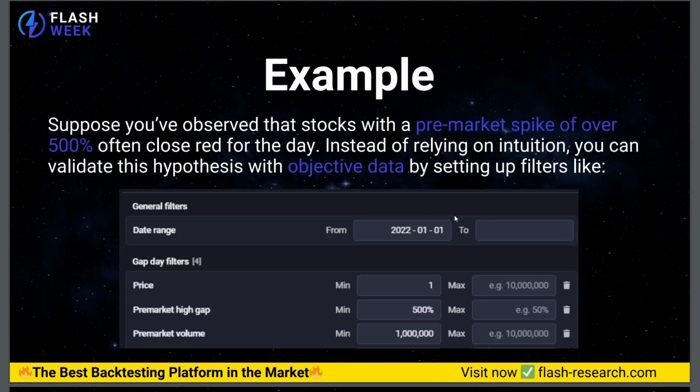Example: suppose you've observed that stocks with a pre-market spike of over 500% often close red for the day. Instead of relying on intuition, you can validate this hypothesis with objective data by setting up filters like these. In this case, we have a date range from 2022, a price over $1, a pre-market high gap of over 500%, meaning the pre-market high is set at a 500% minimum, and a pre-market volume of at least 1 million.